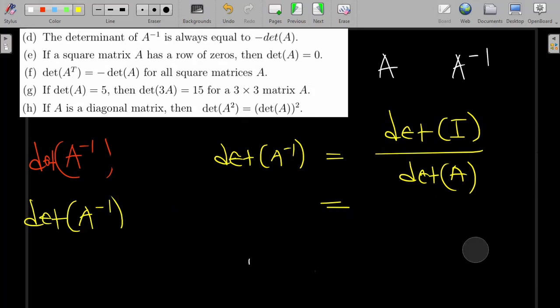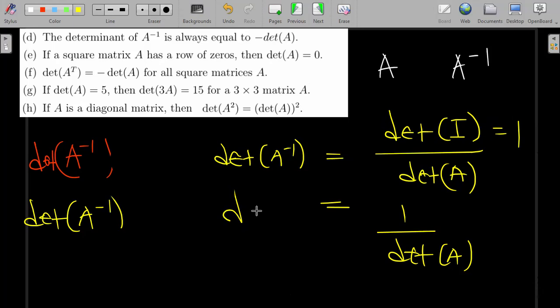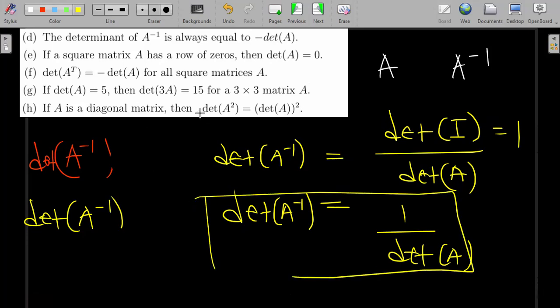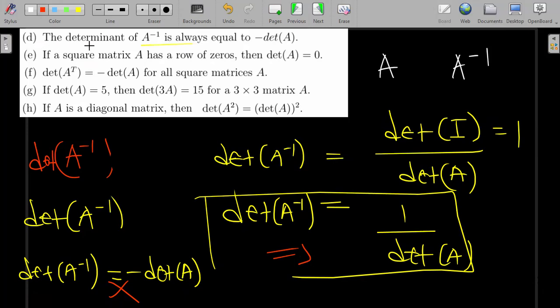As long as you have an identity matrix, its determinant will always be 1. So this will just be 1 over the determinant of A. This is the correct definition of the determinant of the inverse matrix. It should be like this and not the way it has been given here, where they're saying the determinant of A inverse is equal to minus the determinant of A. So this statement is false. The correct one is this. So on D, we say false.